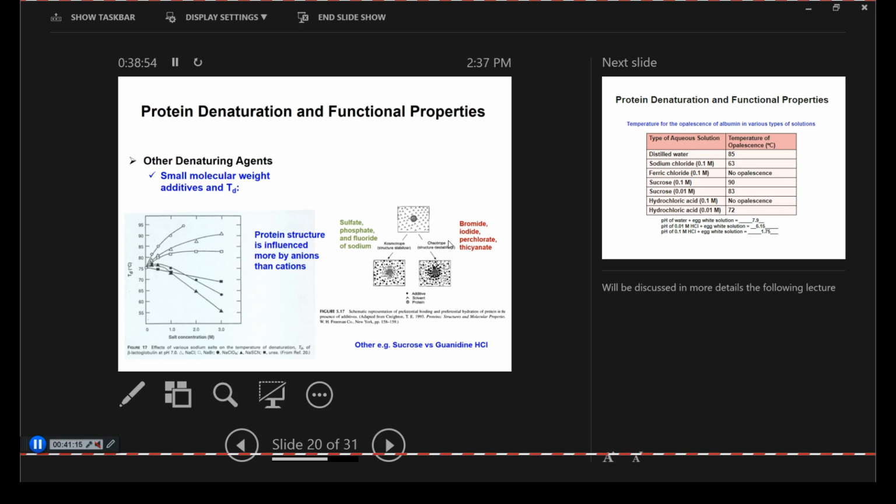Okay, other examples. I'm just showing you salts, but there are other examples where small sugars, for example glucose and sucrose, can act as cosmotropes, stabilizing the protein, whereas other components like guanidine HCl or urea can act as chaotropes.